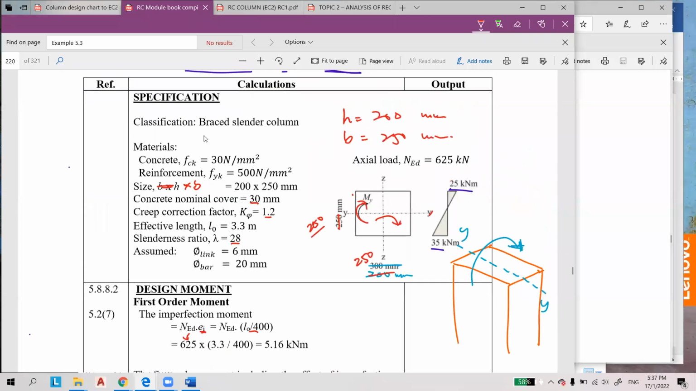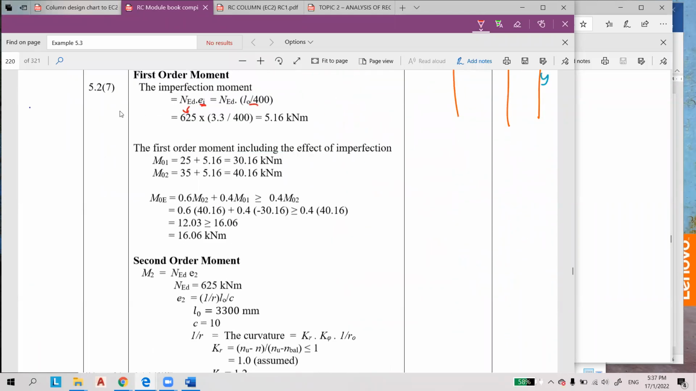NED here is 625 kN. So the imperfection moment is equal to 5.16 kNm. So the first order moment includes the effect of imperfections, which is this eccentricity.